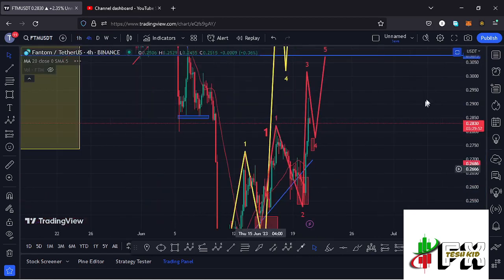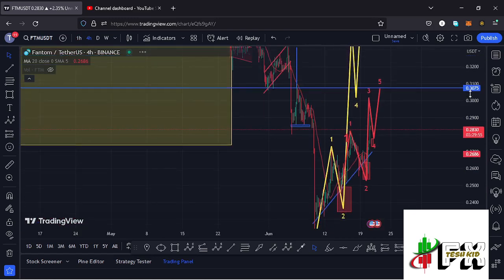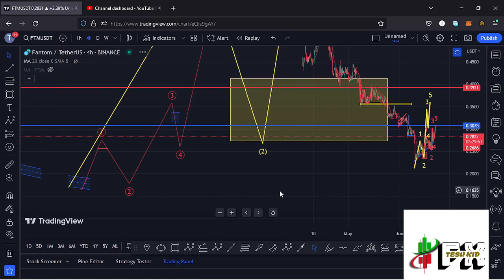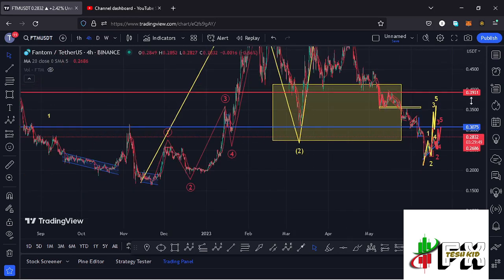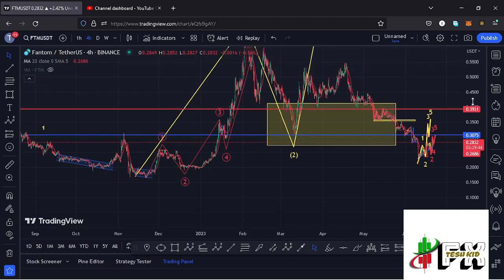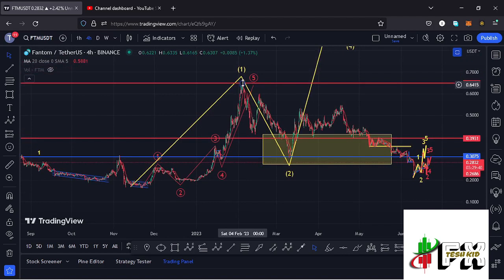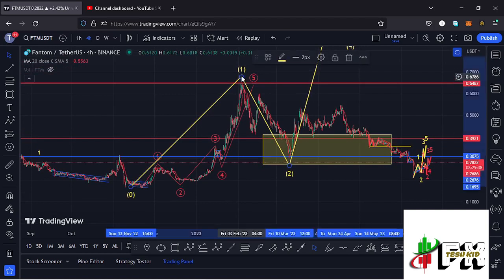Jumping to the 4-hour chart for further analysis and to give you my long-term point of view here on the Fantom chart, you can see that after seeing the December lows, we saw that 5 wave move to the upside, giving us a high at around the $0.67 mark, completing the formation of this larger Elliott wave count 1.